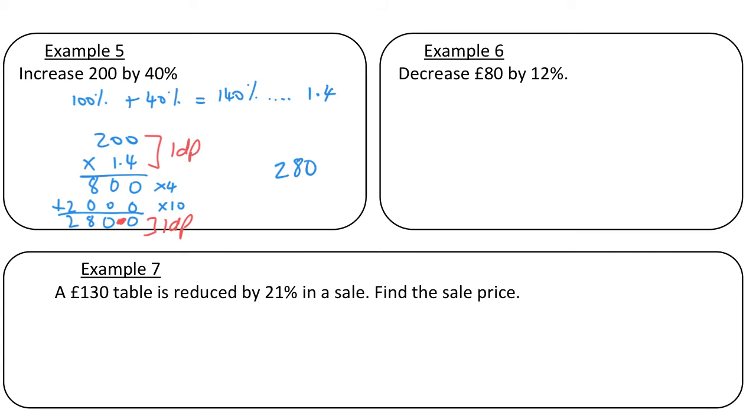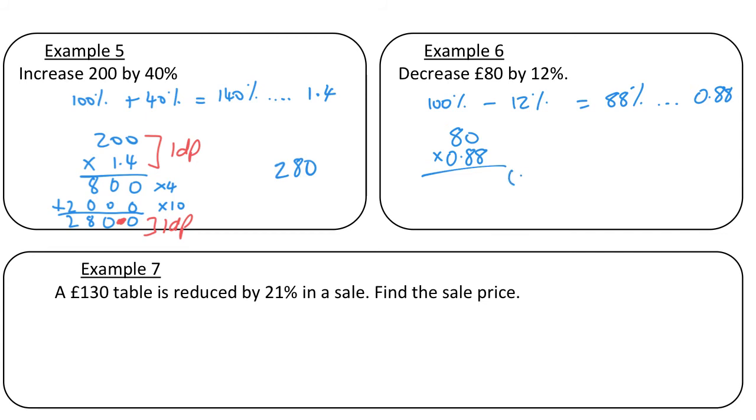Decrease £80 by 12%. So originally we have 100%, and we're going to take away 12%. So decrease is subtract. That gives us 88%, which as a multiplying factor is going to be 0.88. So what we need to do is multiply £80 by 0.88.